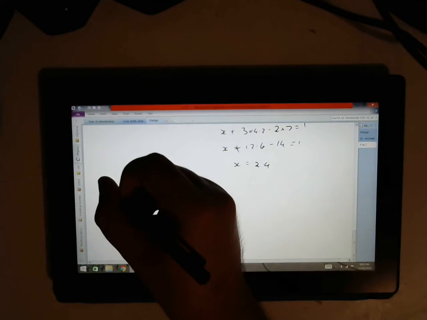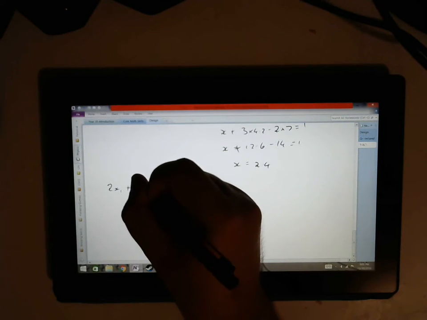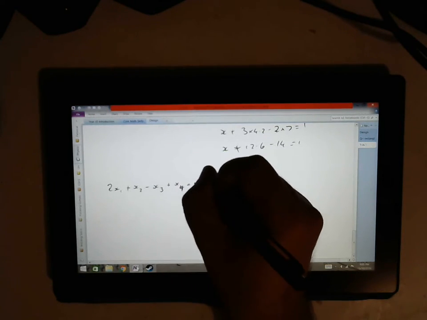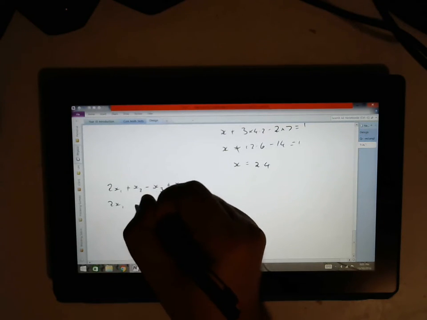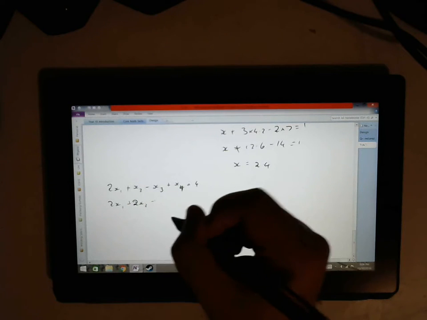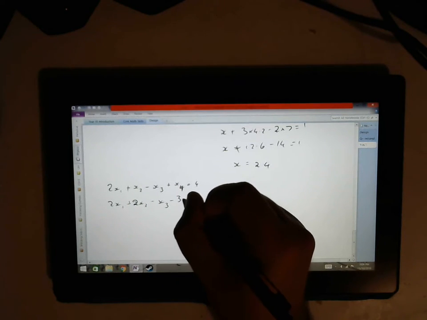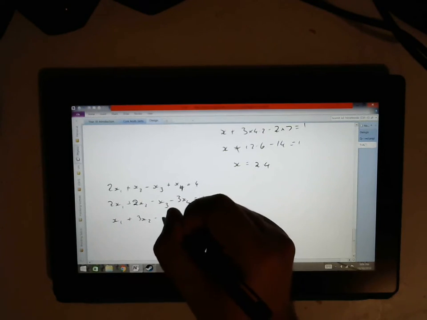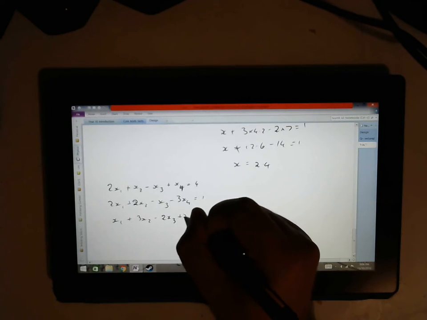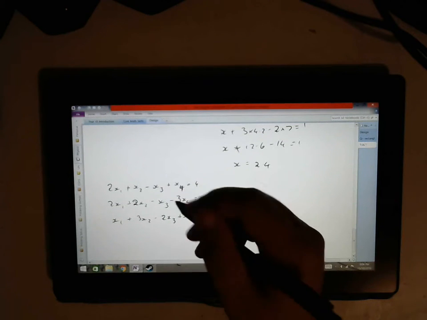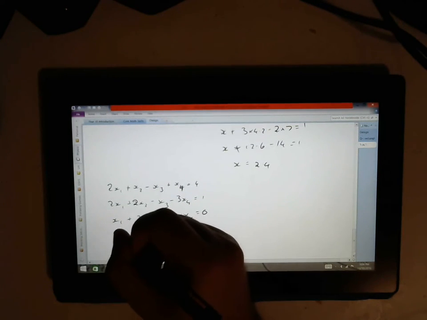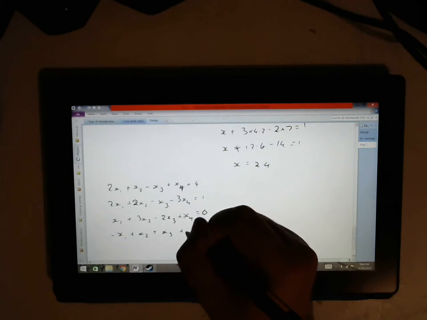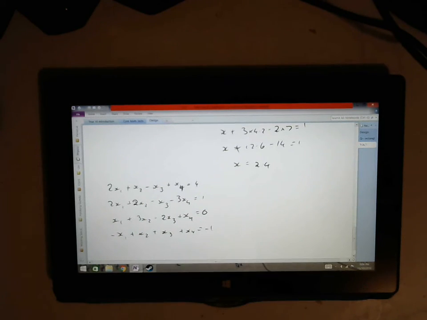So here it's written in a little bit different form. 2x1 plus x2 minus x3 plus x4 equals 4, and then 2x1 plus 2x2 minus x3 minus 3 groups of x4 equals 1, x1 plus 3x2 minus 2x3 plus x4 equals 0, and then minus x1 plus x2 plus x3 plus x4 equals minus 1.